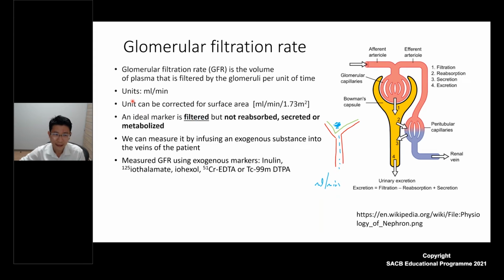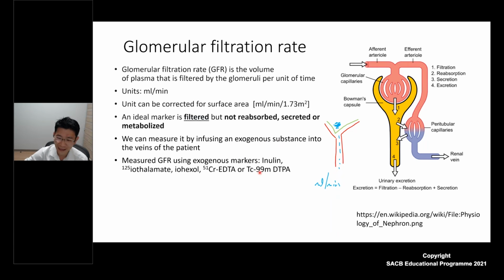Okay, so the units will be ml per minute, as I've shown. Sometimes it can be corrected for body surface area, and we see this 1.73 meters squared. And so we use creatinine as a surrogate. So number one is what I call filtration. Ideally, the marker will just be filtered. It doesn't get reabsorbed back to the blood, and it doesn't get secreted back into the nephron. This would be an ideal marker.